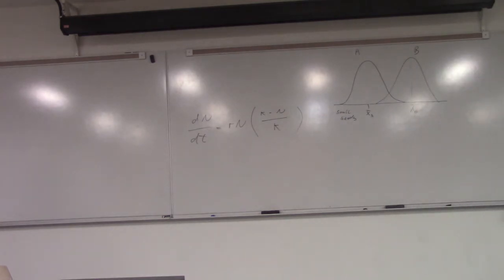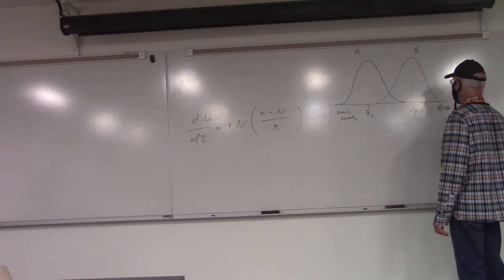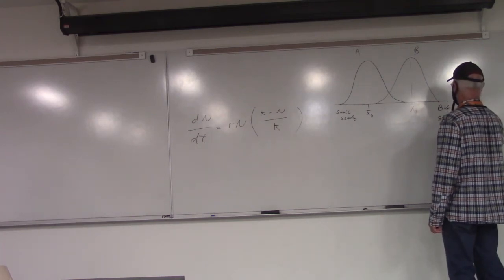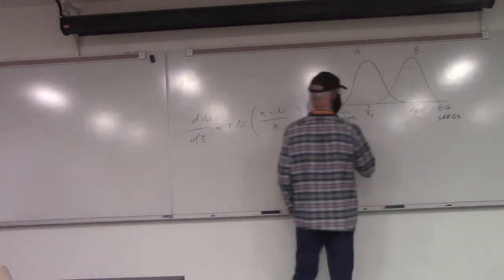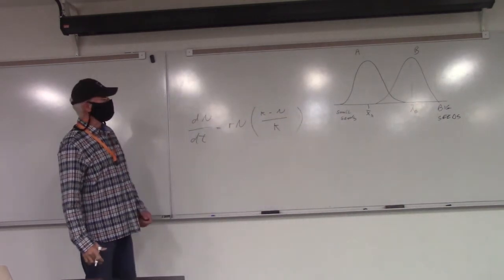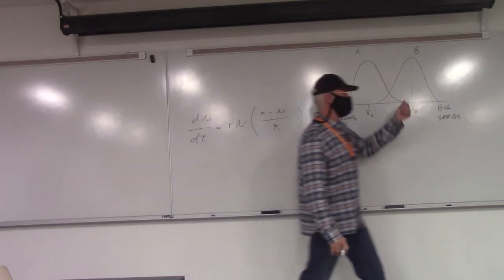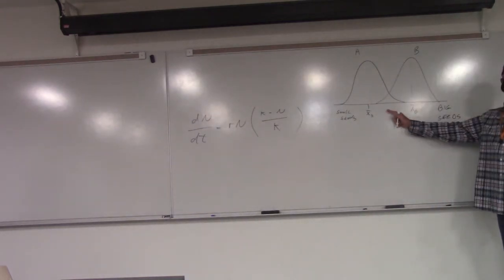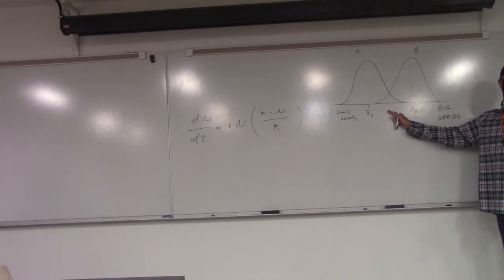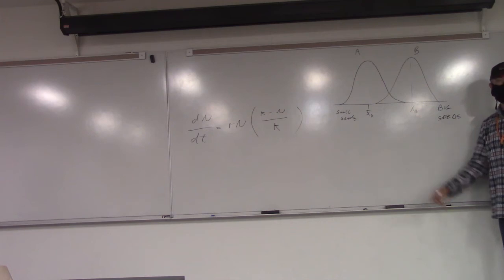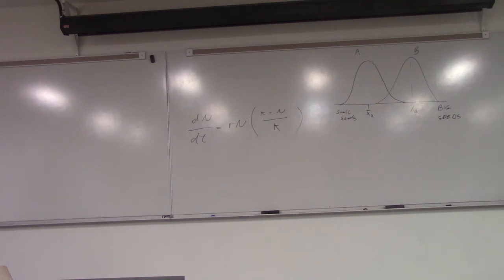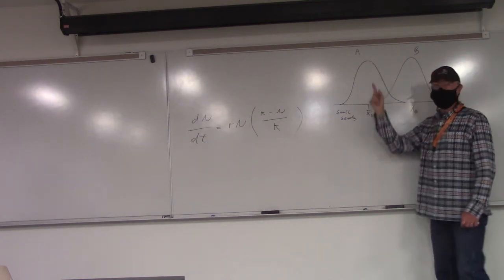So now we have two species, and the two species are on this resource axis. So we have big seeds over here, and small seeds over here. And for the most part, the goldfinches are eating little seeds, and the cardinals are eating big seeds. But there is a range, an area over here, where there's overlap between the seeds that they take. So the question is, what happens in that region of overlap? Well, let's think about this curve first.